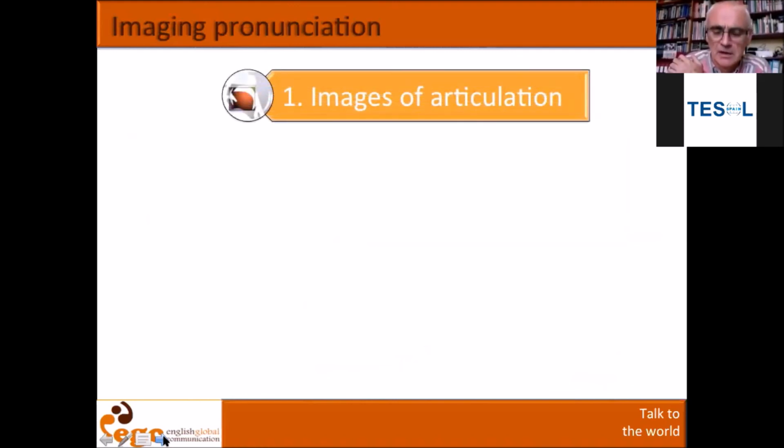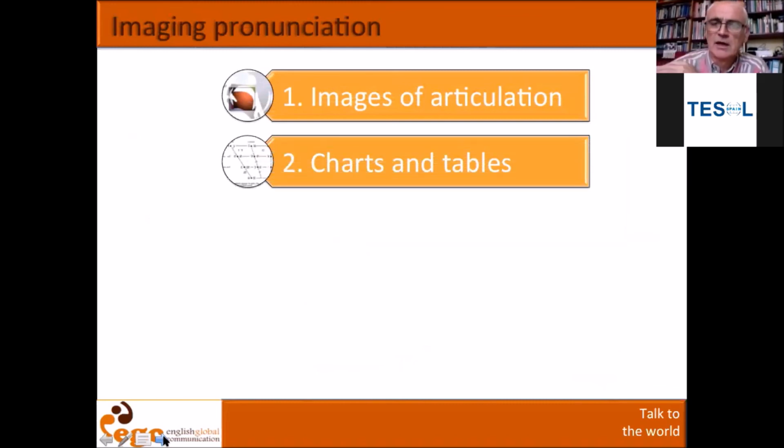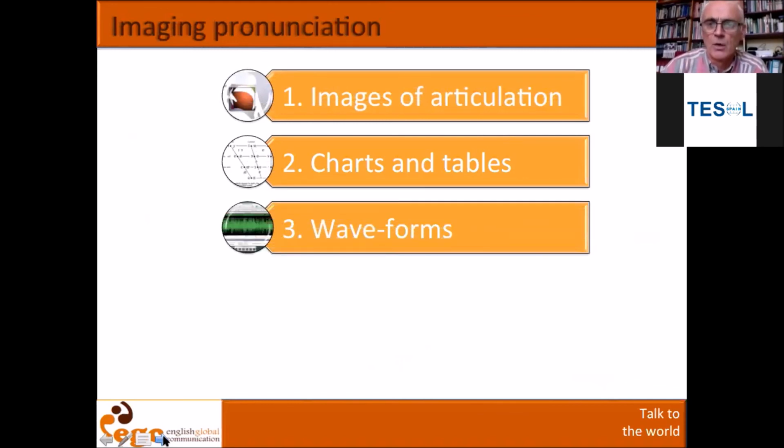So we've looked at images for articulation. These are classics and there's lots of space for them. Charts and tables, they were used to that from phonetics courses. They need careful use in class because it's hard for students to relate them to what's happening inside their mouth. And we as teachers are going to have to work to make those charts come alive. Waveforms, I think this is all going to move forward. I think we will see progress in this area. And I think there is some use to be had from waveforms, and I'm using them, so I have to.